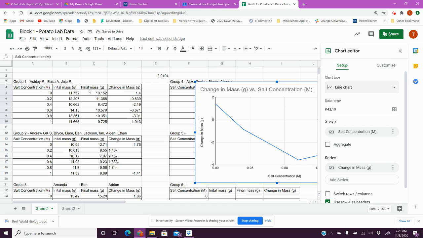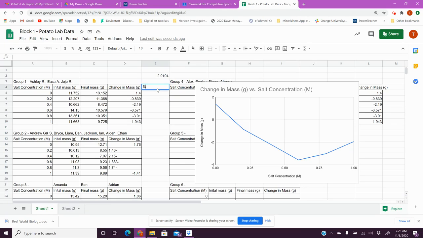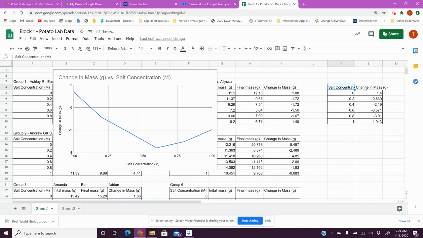I would do the same thing for, if I move this over, when I find the percent change, which I explained in the email, I'm going to do the final mass minus the initial mass divided by the initial mass times 100. I can make a new column here if I wanted to, and I would fill in those numbers as I find them. Then I would copy this over just like you did for this. So instead of change in mass, you'd have percent change in mass.